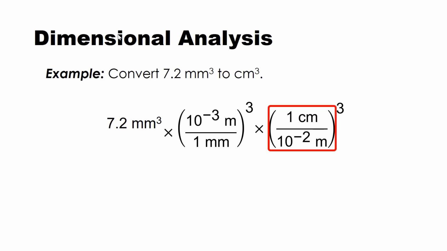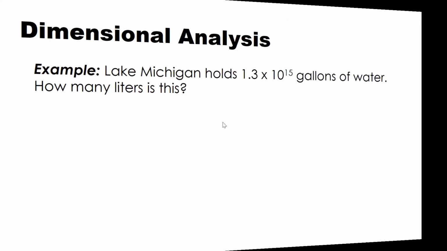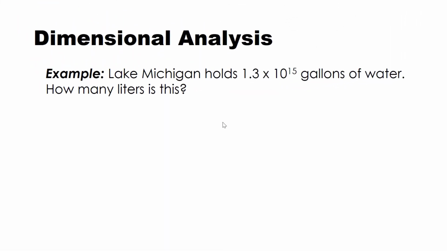1 centimeter is 10 to the negative 2 meters. That second conversion is also a length conversion, so we have to cube it. Cancel your units, stab at your calculators, and you should get 0.0072 cubic centimeters.